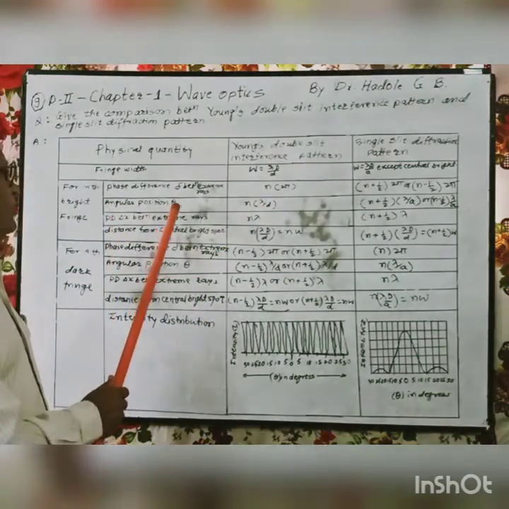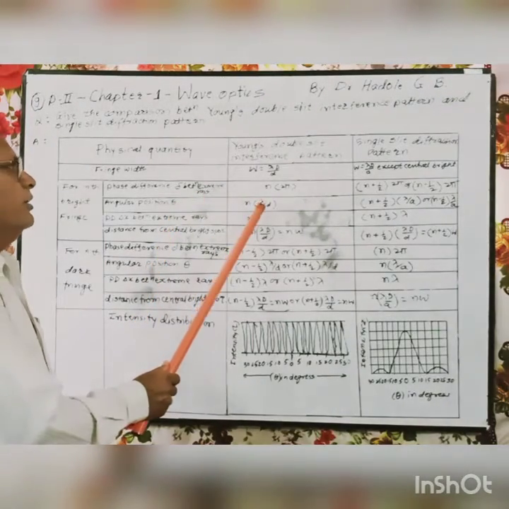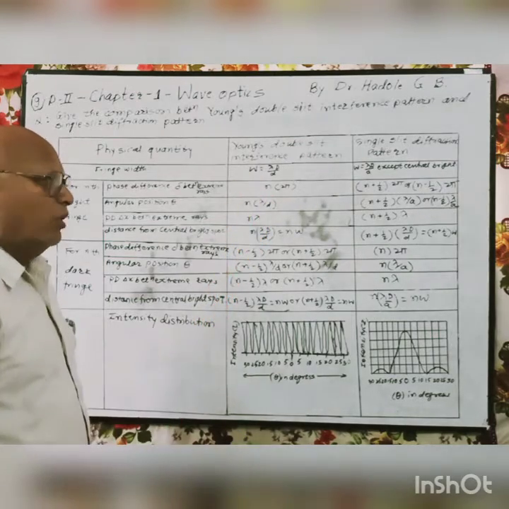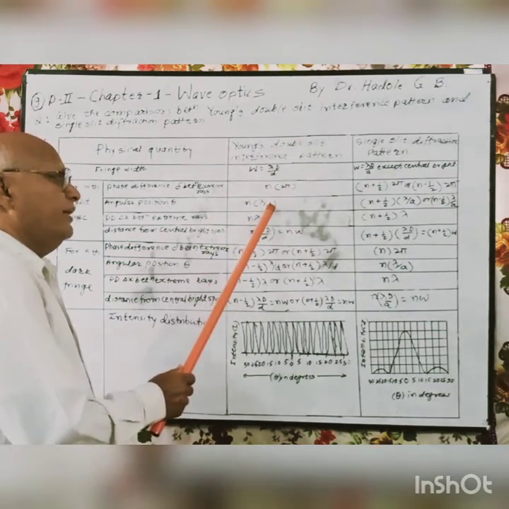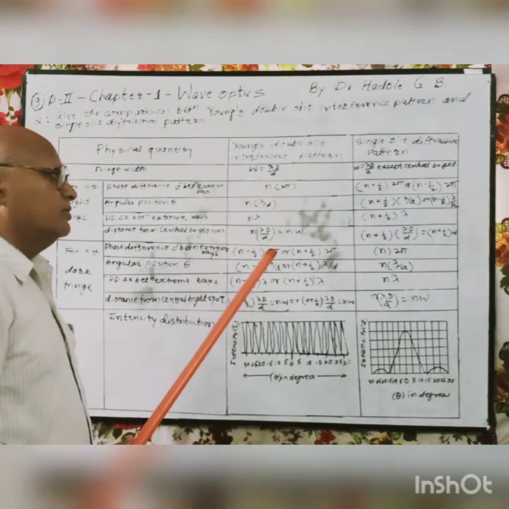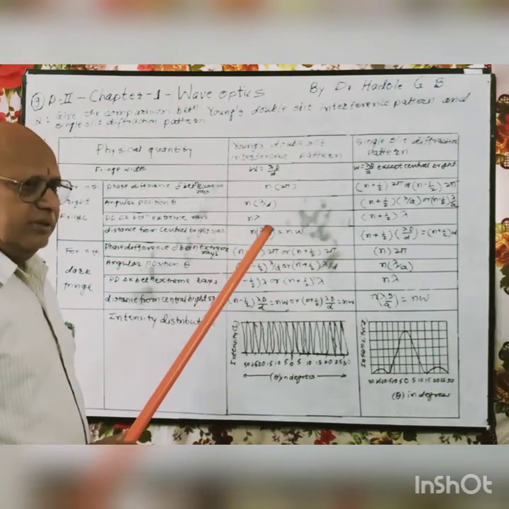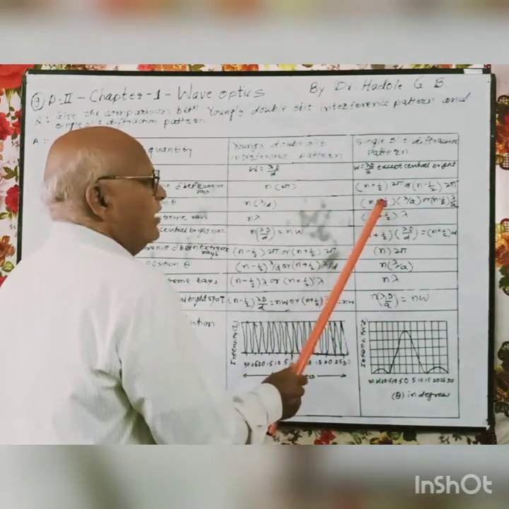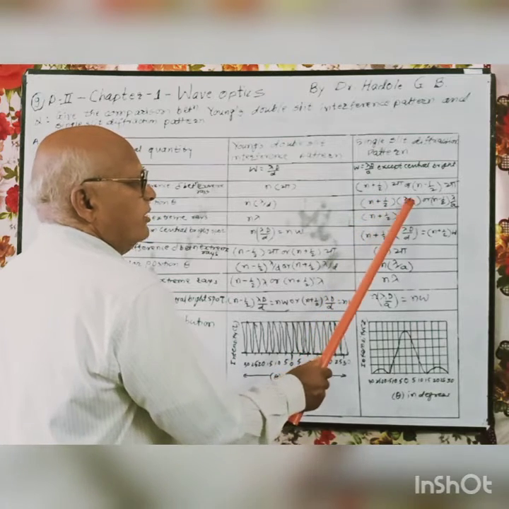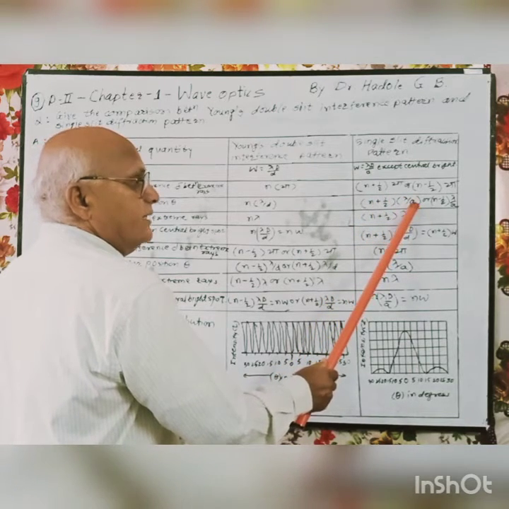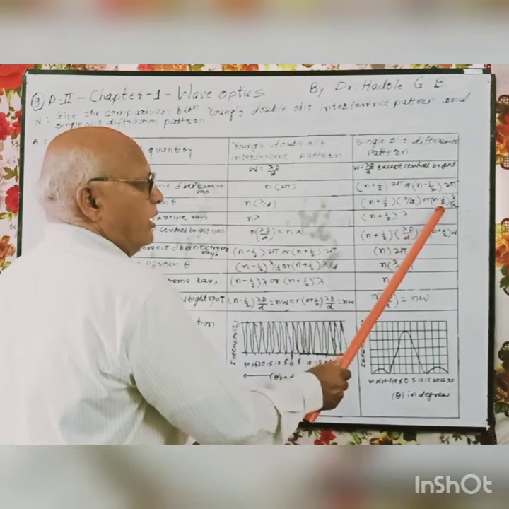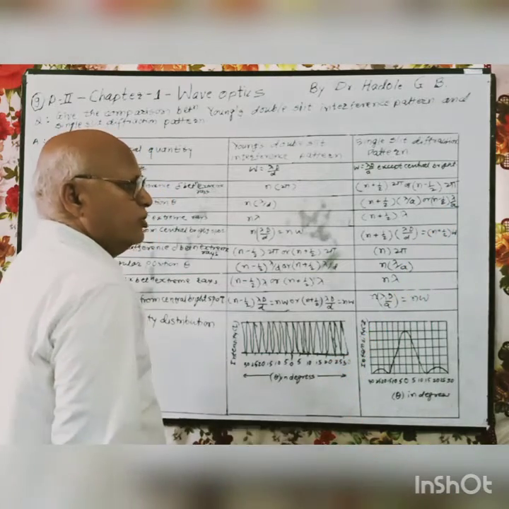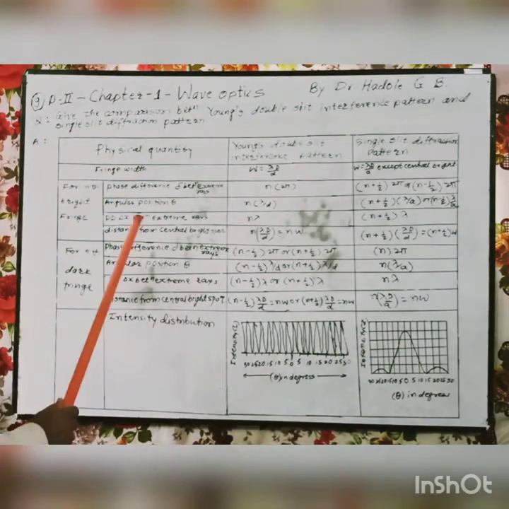Now angular position theta. For Young's double slit experiment, it is n lambda upon small d, where small d is the distance between the two coherent sources. Here it is n plus 1 by 2 into lambda upon A, or n minus 1 by 2 lambda upon A. A is the slit width, lambda is the wavelength.